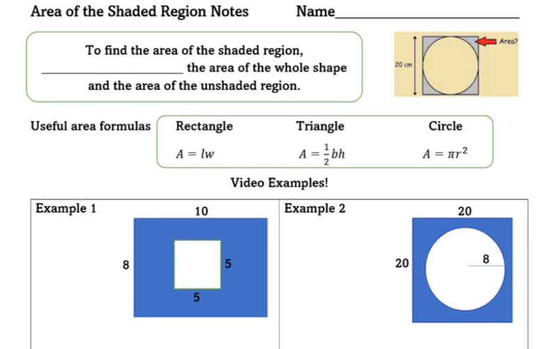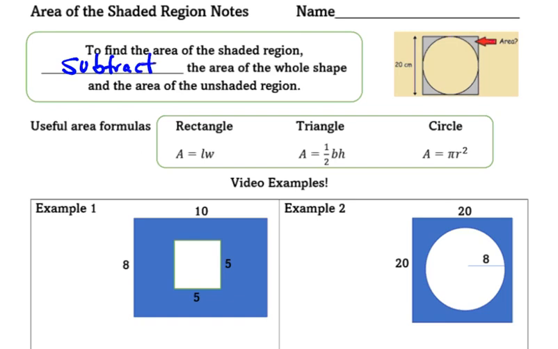Alright, in this video we're going to be talking about the area of a shaded region. So you're going to have a big shape, and part of that is going to be shaded. You just want to find the area of the shaded part. So to find the area of the shaded region, you're going to subtract the area of the whole shape and the area of the unshaded part.